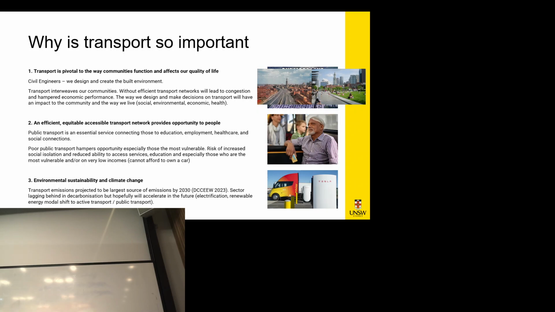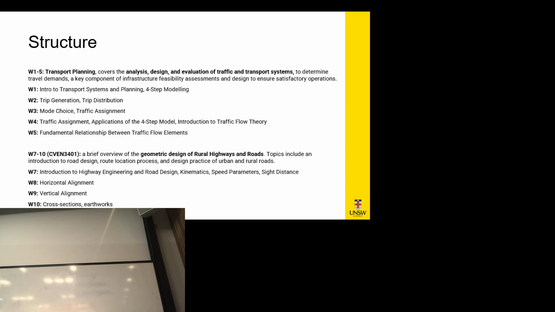How do we shift that demand to more sustainable forms, instead of going from a car-centric city to more of a sustainable, active transport city with lots of mass public transport, for example? That's what we need to consider as transport planners. So week 1 to week 5, as I said, is all about transport planning.